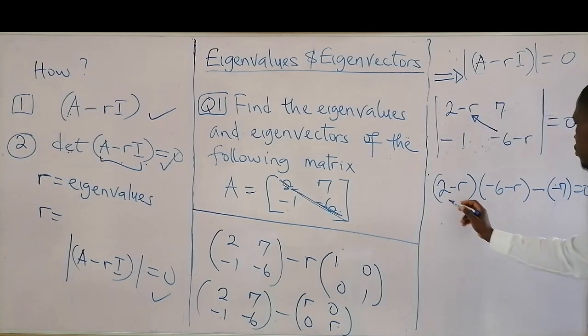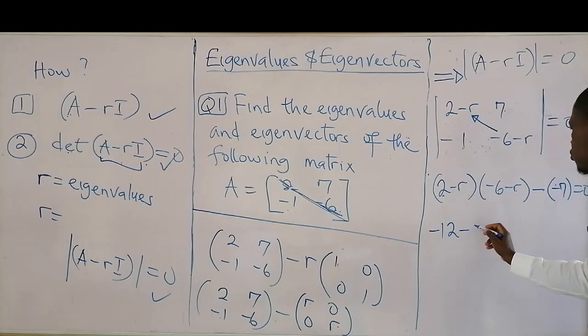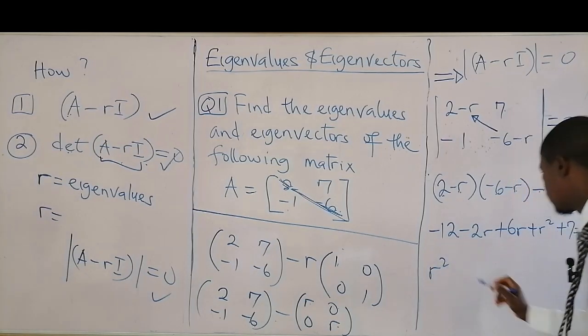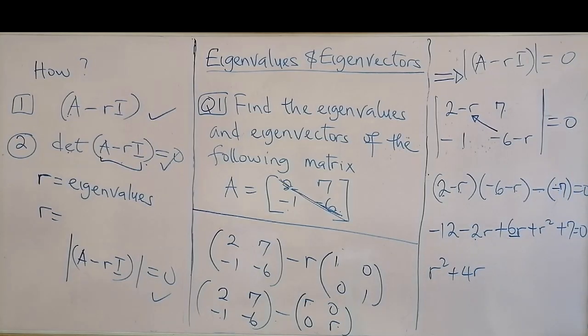So then I can start expanding. 2 times minus 6, that's minus 12. 2 times minus r, that's minus 2r. Minus r times minus 6, that's plus 6r. Minus r times minus r, that's plus r squared. Then minus minus, that's plus 7, equal to 0. You can begin to arrange: this is r squared plus 6r minus 2r, that's plus 4r, and then minus 12 plus 7, equal to 0.